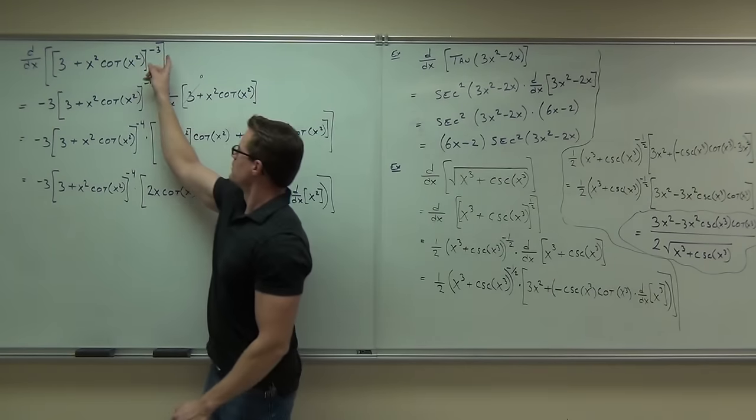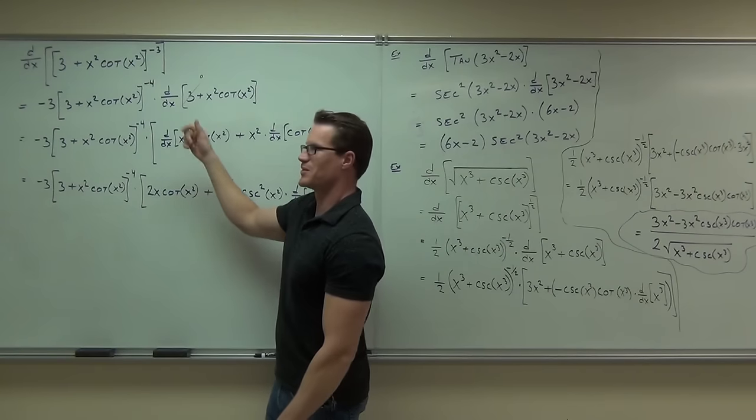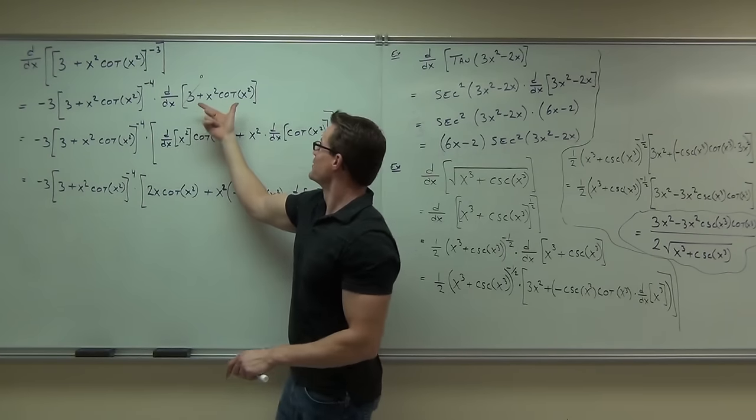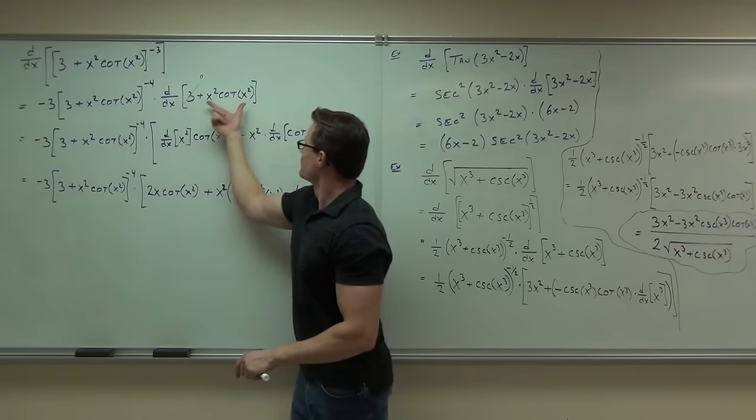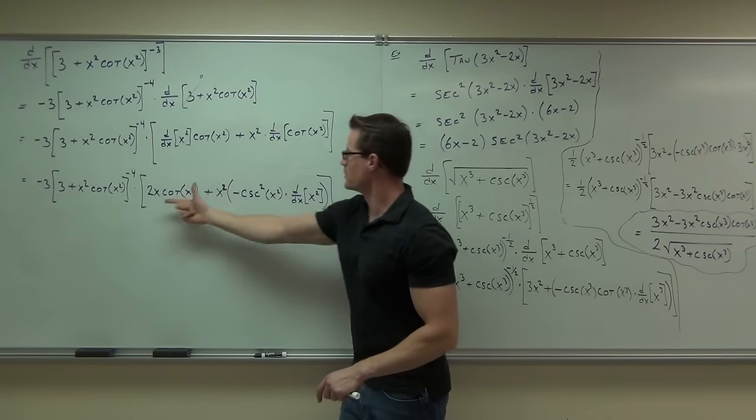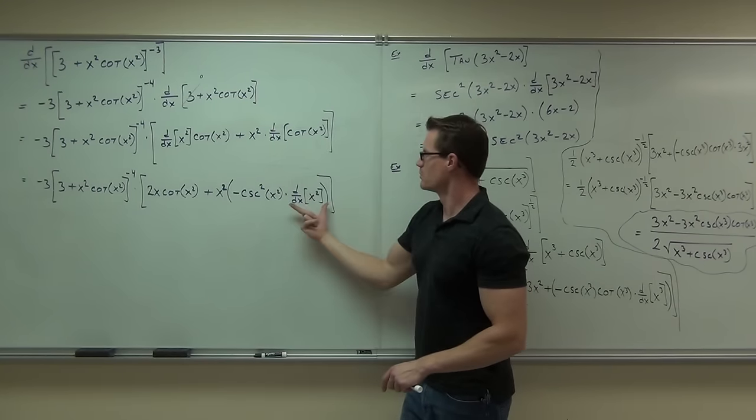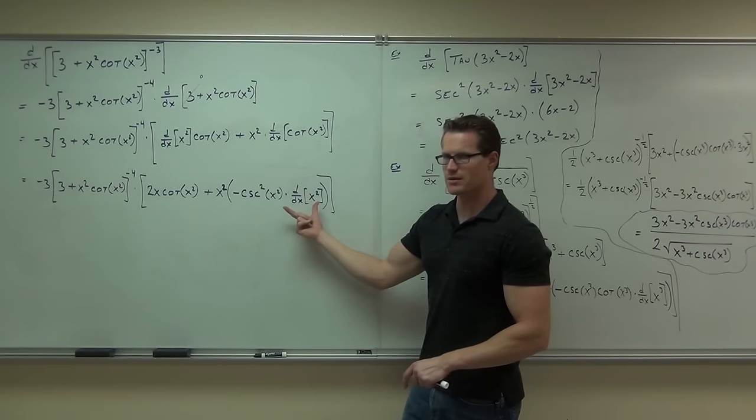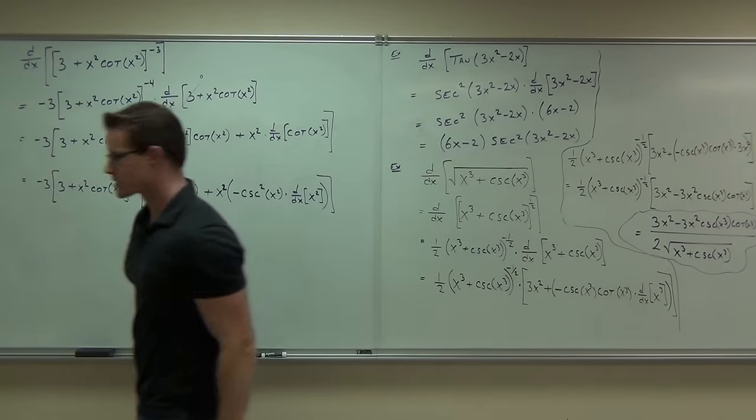Okay, so kick the puppy. General power. Derivative. I kicked the puppy for you. Derivative of the inside. Product rule. No problem. Chain rule. We got it. Derivative of the inside right here. That's going to give you 2x, and we're done with the calculus.